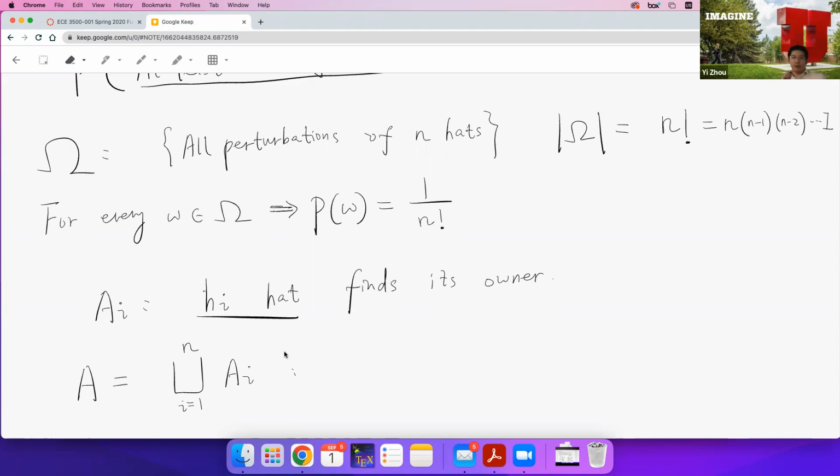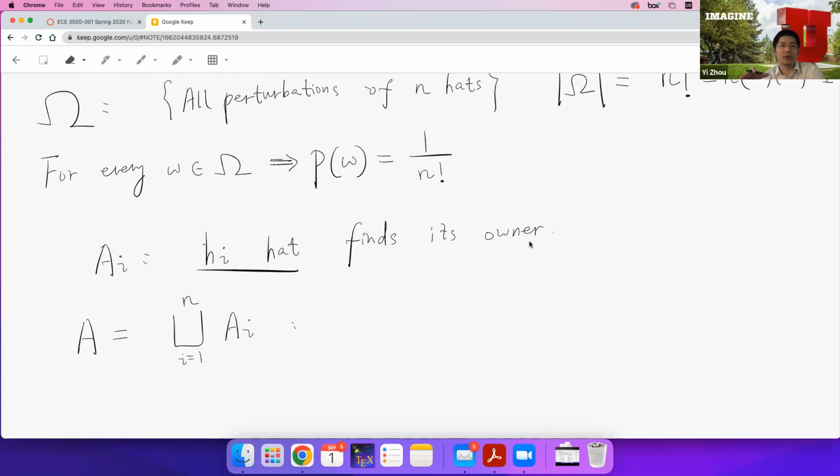Because think about this, the union of the A_i means at least one of these events happens, right? If any of these events happens, that means a certain hat is returned to its owner, and you have at least one person who gets his or her own hat. So this is a way to decompose this big event A into a bunch of smaller events.